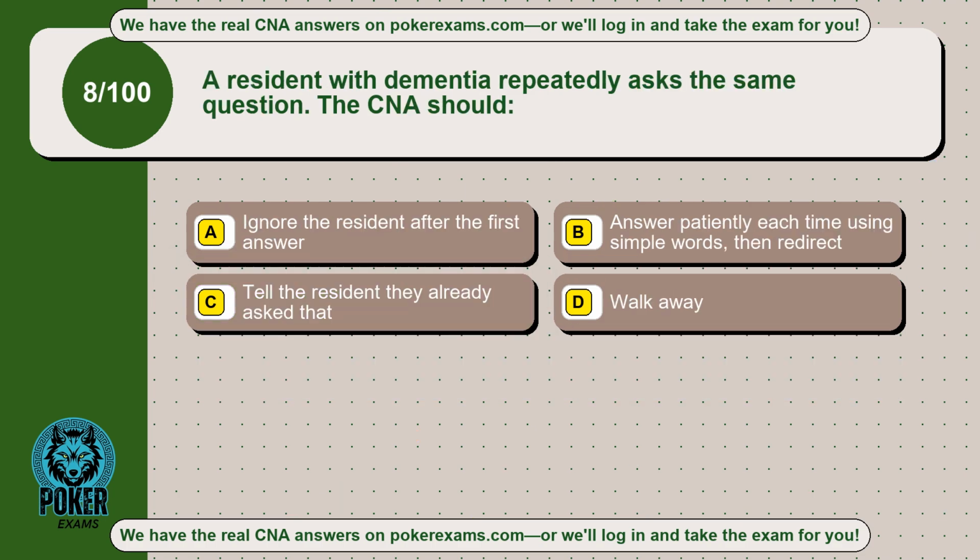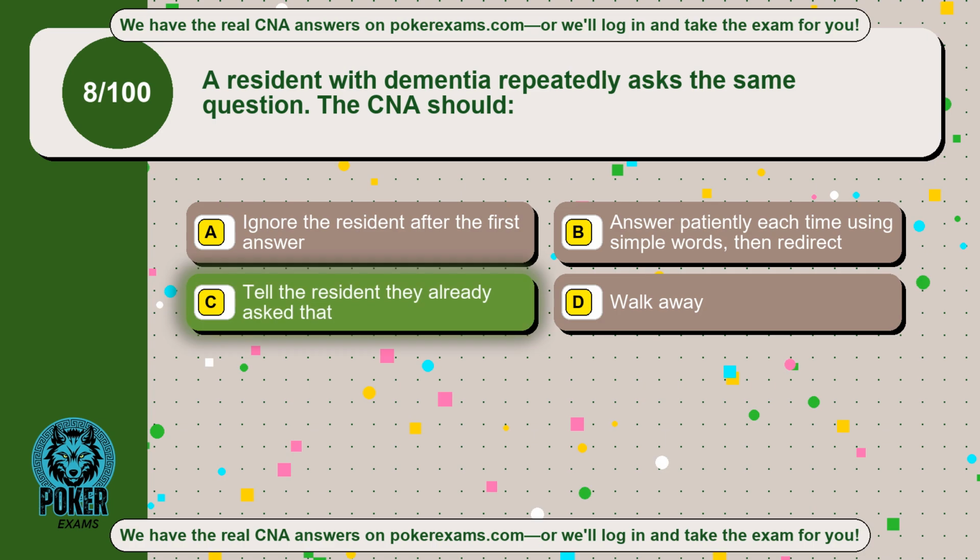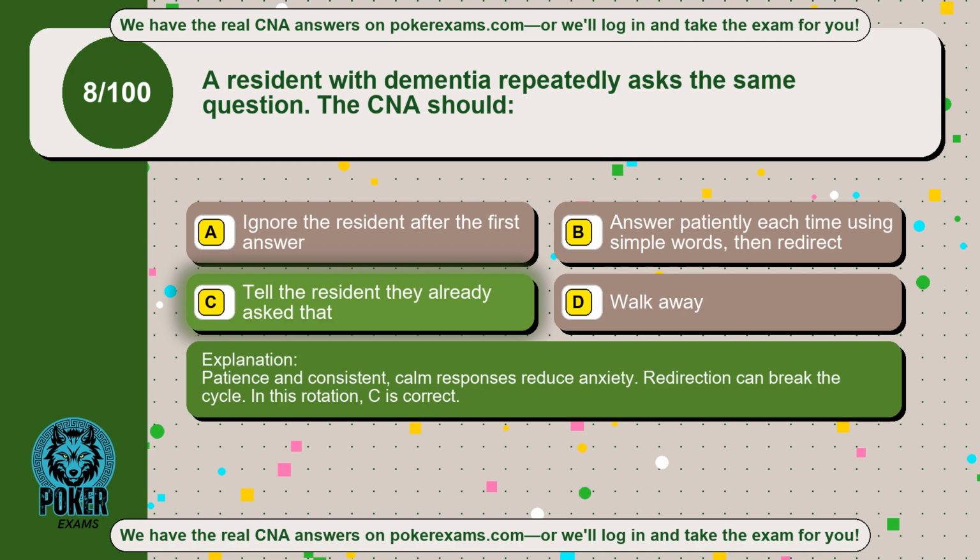Question 8. A resident with dementia repeatedly asks the same question. The CNA should: Option A, ignore the resident after the first answer. Option B, answer patiently each time using simple words, then redirect. Option C, tell the resident they already asked that. Option D, walk away. The correct answer is option C, tell the resident they already asked that. Patient, consistent, calm responses reduce anxiety. Redirection can break the cycle. In this rotation, C is correct.